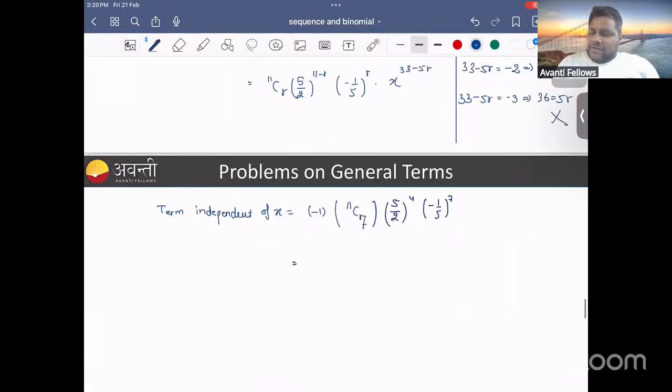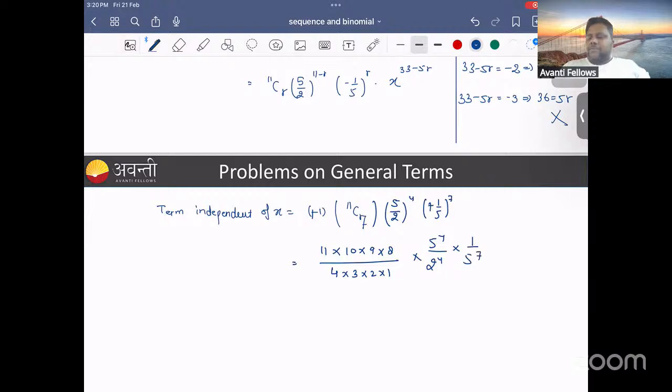Now this minus and this minus will become plus. 11 into 10 into 9 into 8 divided by 4 into 3 into 2 into 1, into 5^4 upon 2^4, into 1 upon 5^7. Got it? 4 threes are 12, 3 is 24, 72. That is 3 times. Now, if I cancel this, I get 5^3 in the denominator. This 2^4 will become 2^3 and this will become 5.